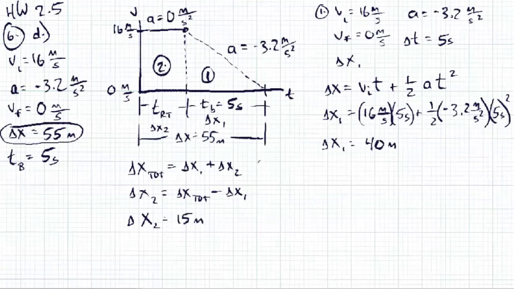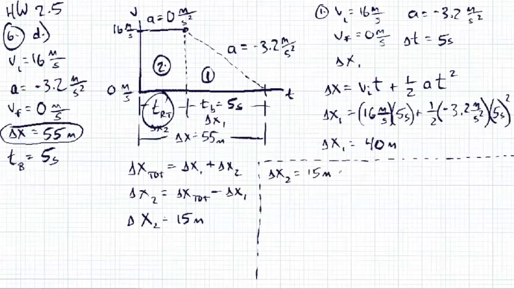So now let's use this little section down here and our knowledge that our displacement for part 2 is 15 meters to solve for our time for part 2. So really it's our reaction time. It's really this right here that we want to find. So let's use what we know to solve for our time for part 2. So now let's write down our knowns for part 2. Our delta x2 is 15 meters. Our initial velocity is 16 meters per second.